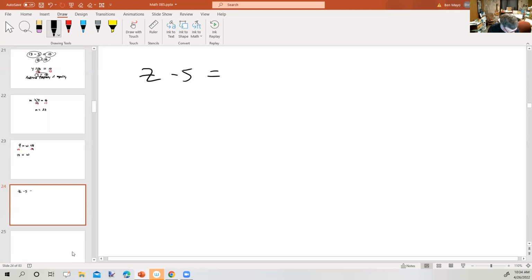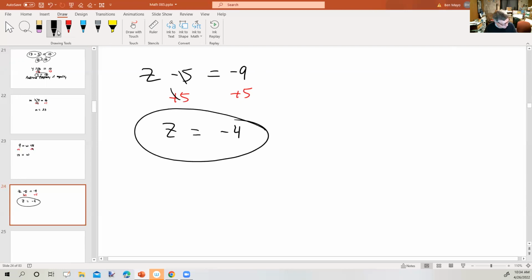All right, here's another example. z minus 5 equals negative 9. To isolate z, we'll add 5 to both sides of the equation. So we get z equals negative 9 plus 5 is negative 4. So z equals negative 4.